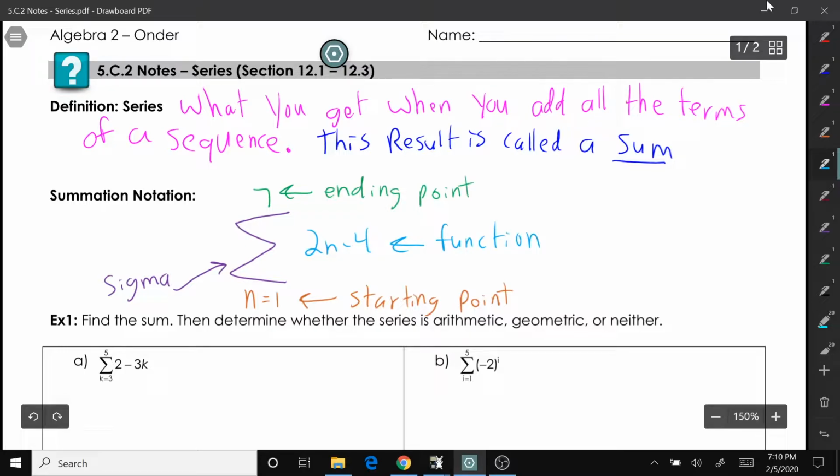So what this means is that I'm going to plug in 1 into this function, get a number, plug in 2, get another number, 3, 4, 5, 6, 7, and I'm going to stop because 7 is my ending point. I would get those answers, and then I would add those all up. And that's what the sum would be.